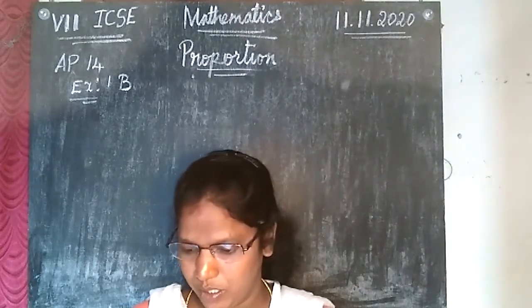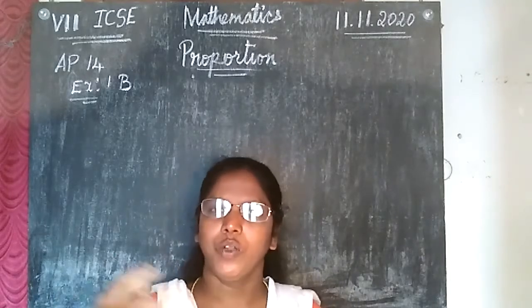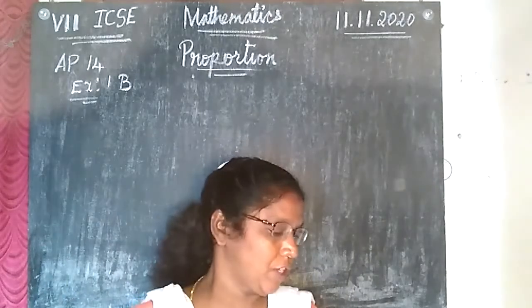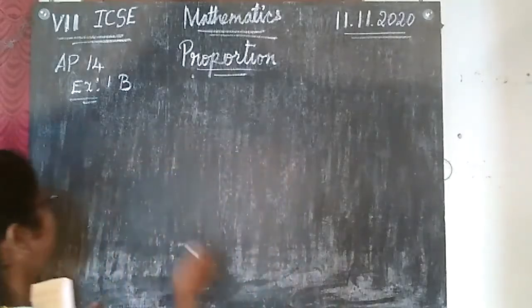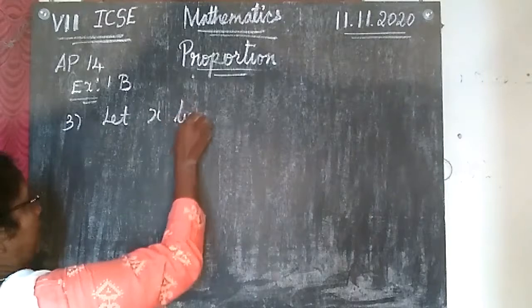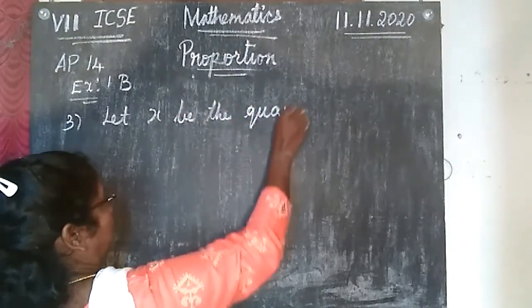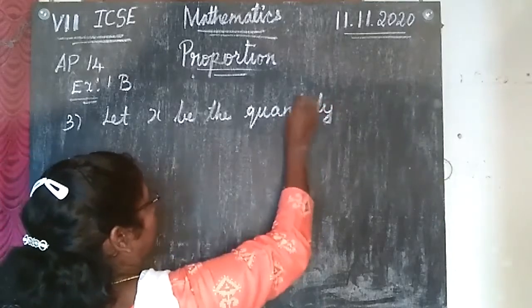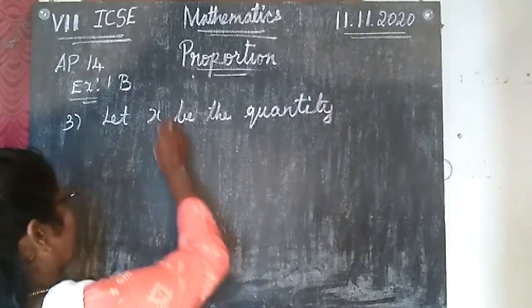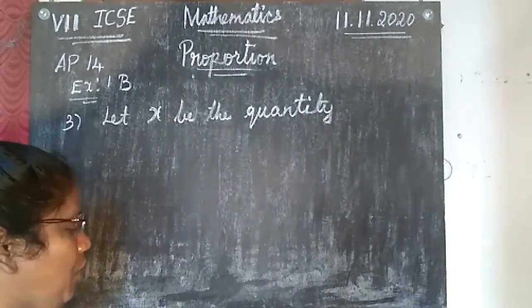What are they coming to say here? Some quantity bears to 40. We don't know that quantity. They are asking us to find out the quantity. Here also let x be the quantity. We don't know, so we are taking it as x. Okay, so let x be the quantity.